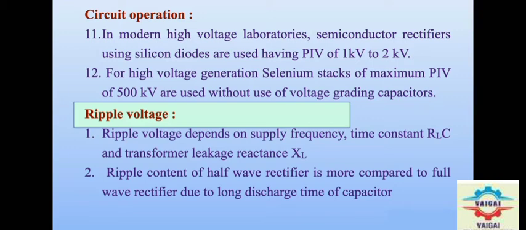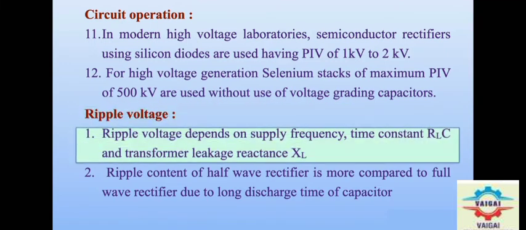The ripple content of a half-wave rectifier is more compared to a full-wave rectifier due to the long discharge time of the capacitor, since during the negative half cycle the diode will not conduct, therefore there is a long discharge time for the capacitor.